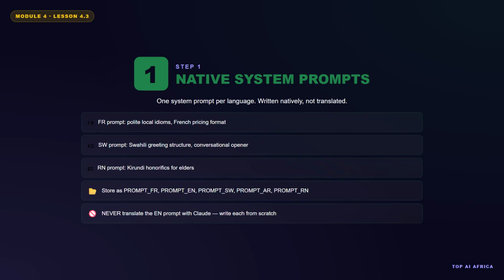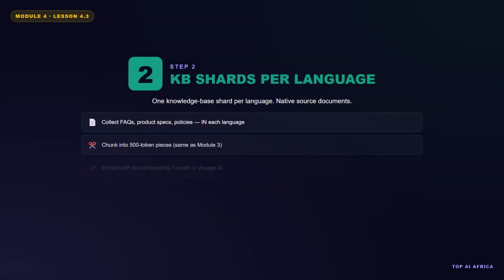Store them in your code as prompt_fr, prompt_en, prompt_sw, prompt_ar, prompt_rn.